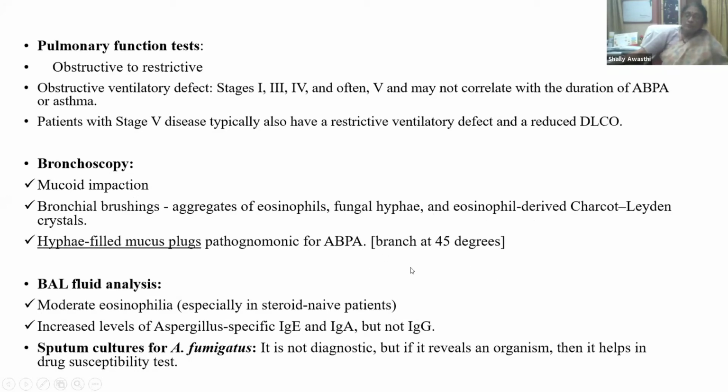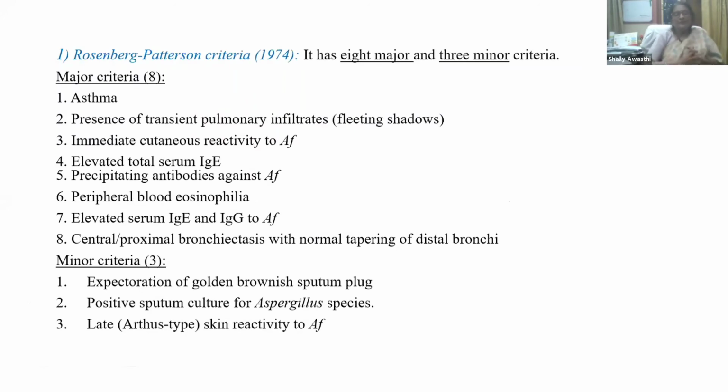I have written for those of you that the hyphae branch at 45 degrees in Aspergillosis as compared to 90 degrees in mucormycosis, which we saw just now. And BAL fluid will show moderate eosinophilia, especially in steroid-naive patients, and increased levels of IgE and IgA, but not IgG, against Aspergillus. And sputum culture is not diagnostic. It can be positive and will reveal the diagnostic organism. We can do drug susceptibility testing. So how will you make a diagnosis?